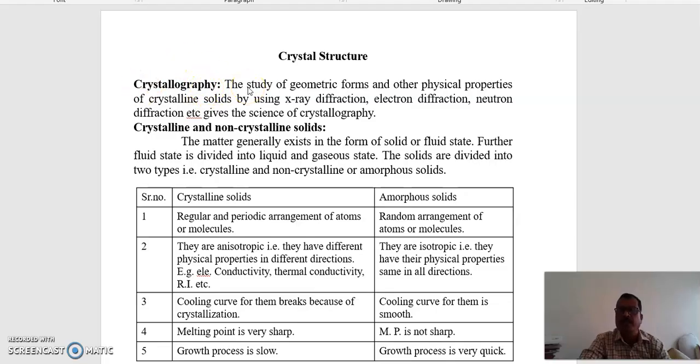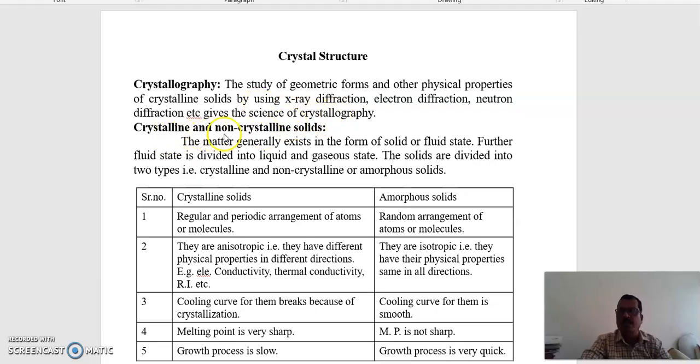The study of geometric forms and other physical properties of crystalline solids by using X-ray diffraction, neutron diffraction, electron diffraction, etc. gives the science of crystallography. What is the definition of crystallography? The study of geometric forms and other physical properties of a crystalline solid by X-ray diffraction, neutron diffraction, electron diffraction, etc. gives the science of crystallography.